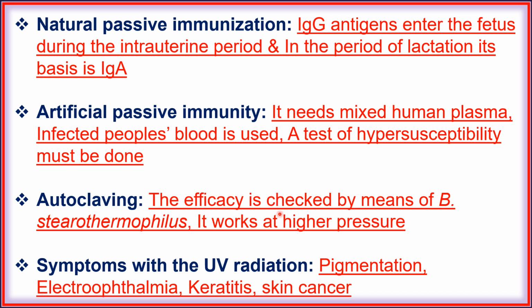Next, autoclaving. The efficiency is checked by means of Bacillus stearothermophilus. It works at higher pressure. Next, symptoms with UV radiation are pigmentation, electrophthalmia, keratitis and skin cancer.